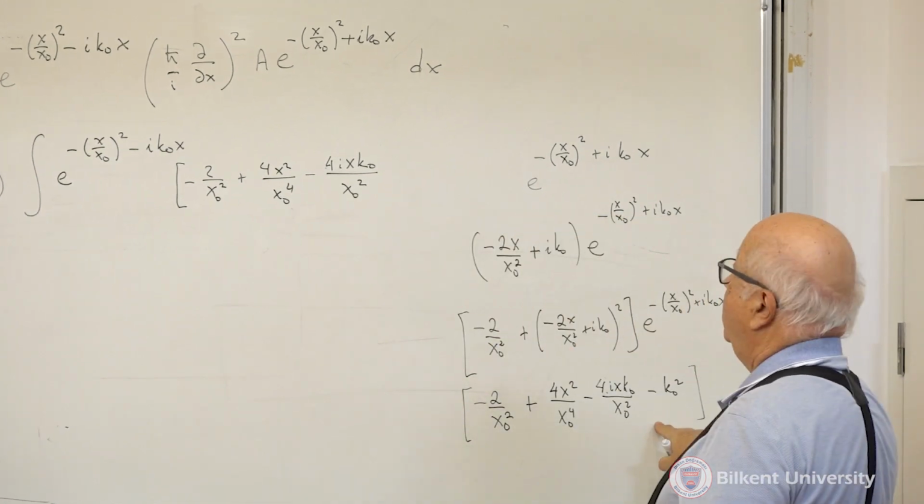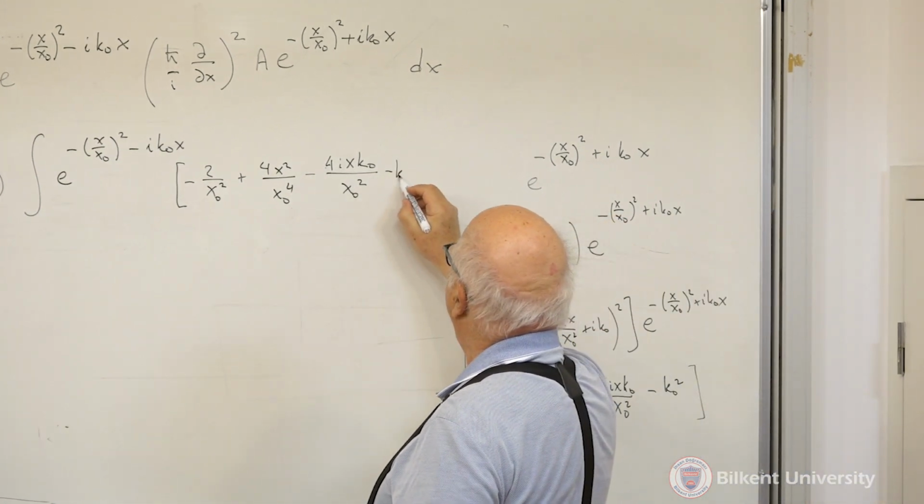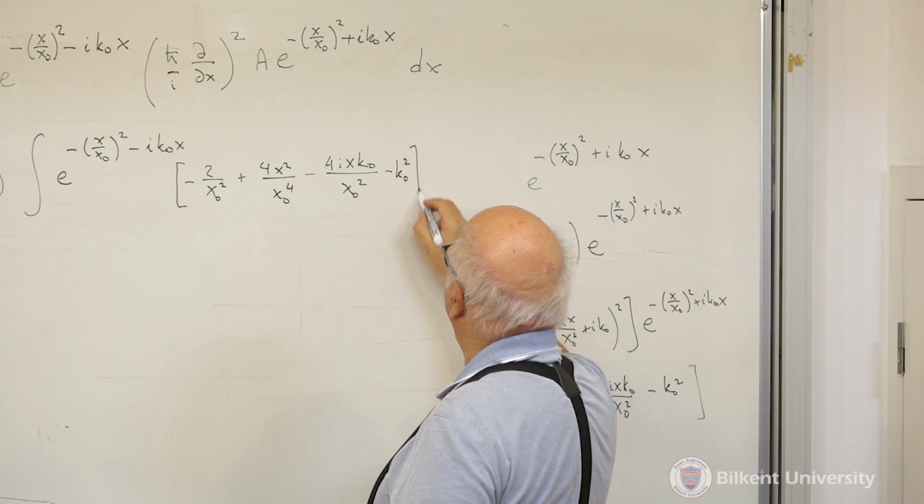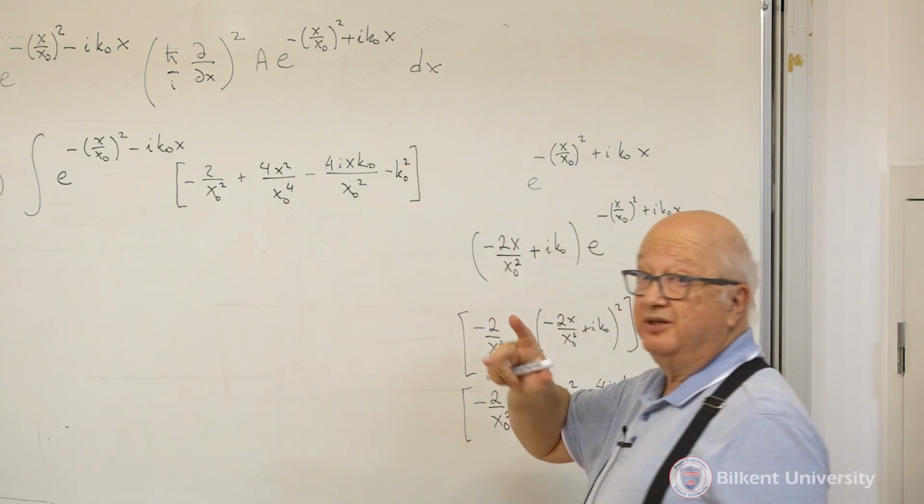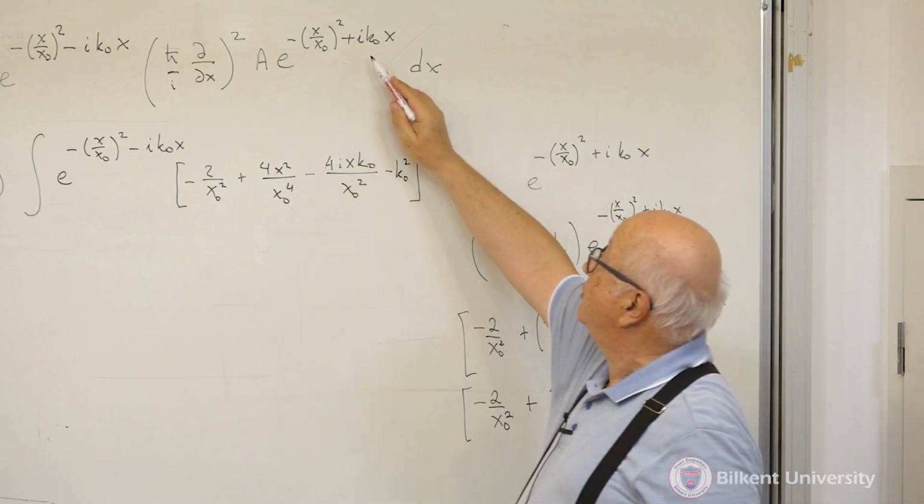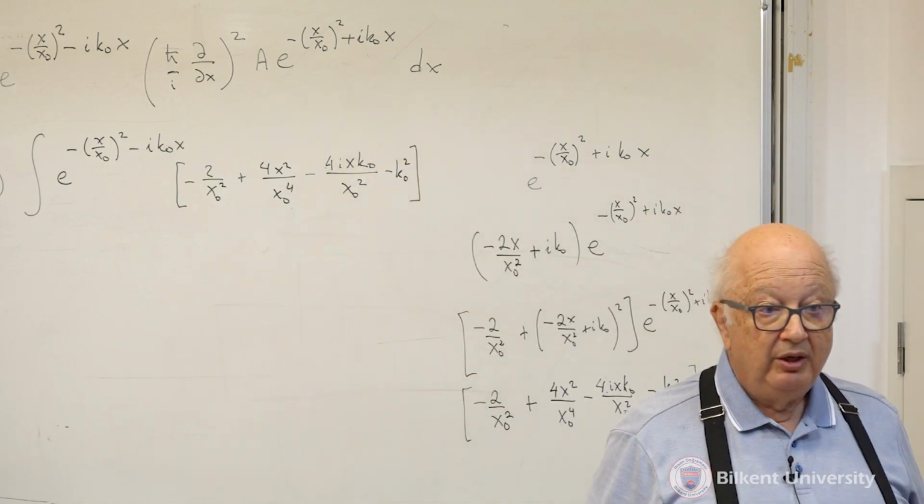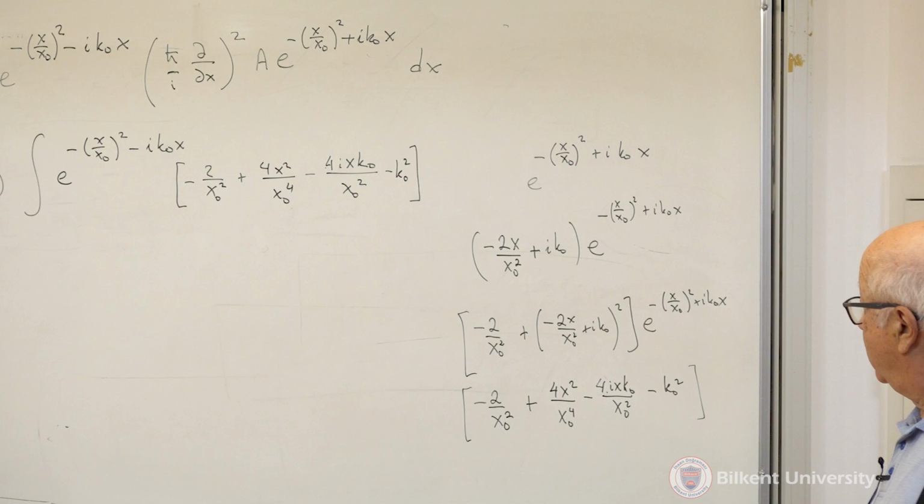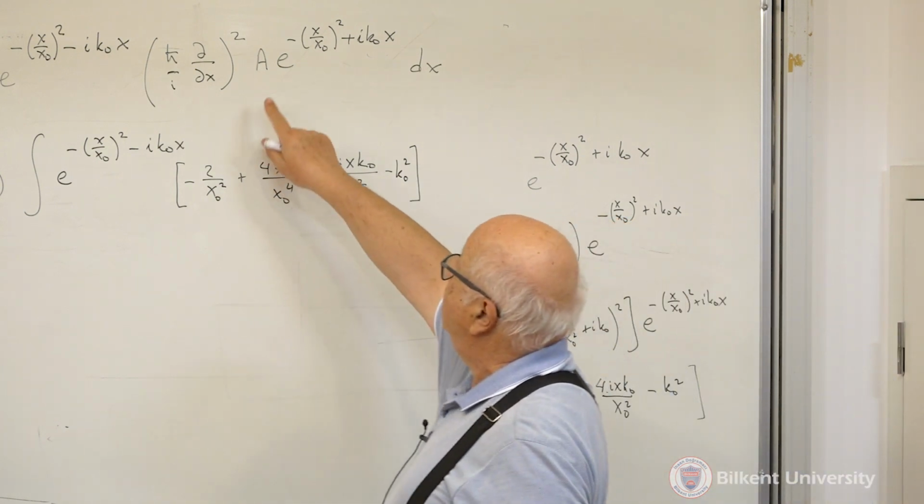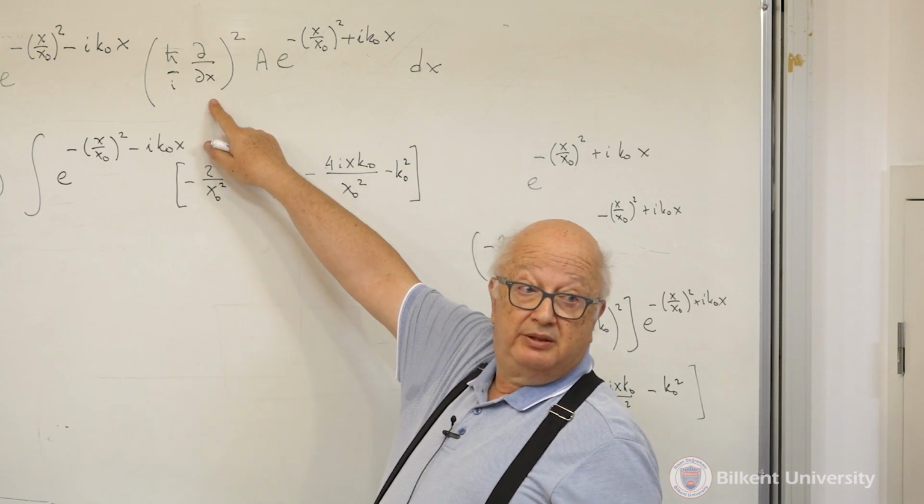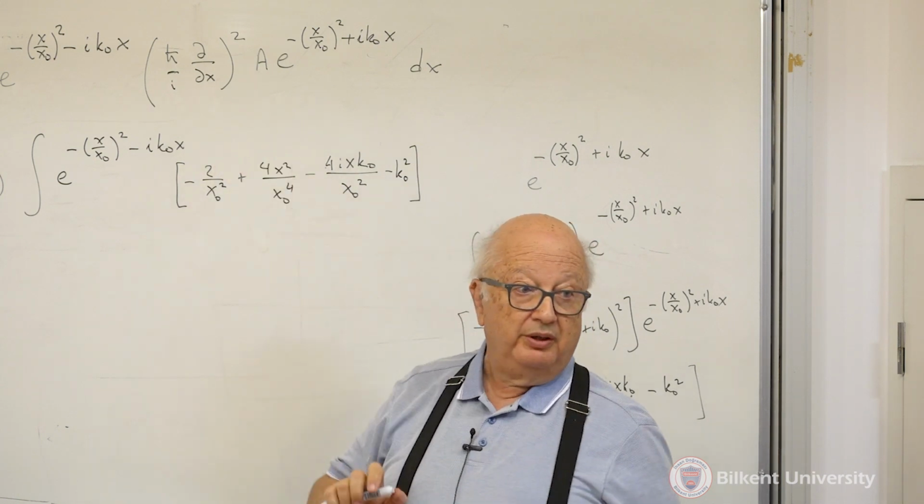All right, and finally minus k0 squared. Okay, k has units of 1 over distance, so that this is unitless. Yes? Why does it need to be 1 over distance squared? Because I'm evaluating a second derivative with respect to x, so it's 1 over distance squared, right?